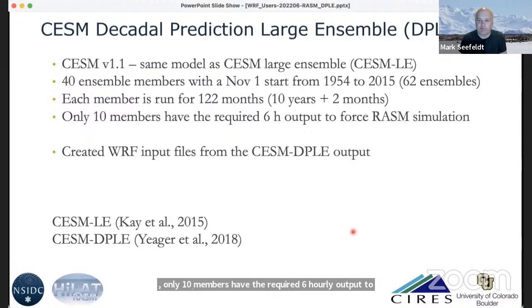The creation of the WRF input files from the DPLE data followed that of Breuer et al. 2015, including using WPS 3.7.1 and NCL scripts with modifications to some of the scripts to work with the DPLE data. The surface and subsurface fields in the WRF input files were not necessary with RASM being a fully coupled modeling framework. Bias correction was not applied to the WRF input files from the DPLE data for reasons that will be covered later in this presentation.